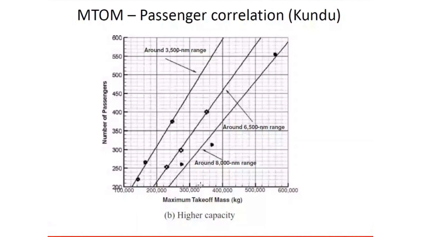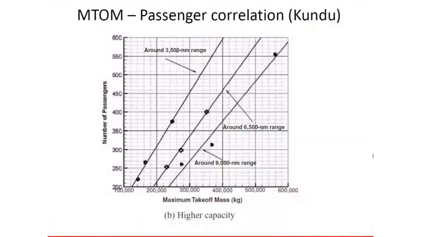Of course, if you have 500 people, they are hardly likely to be traveling only 2,000 or 3,000 nautical miles. It's likely to be a longer flight. But anyway, these are the figures, the curves drawn based on existing aircraft. All these points are existing aircraft, and they are not named, of course, for reasons of confidentiality, but rest assured, these are all existing aircraft. So you're not likely to be very much different from this if you are designing this kind of thing.